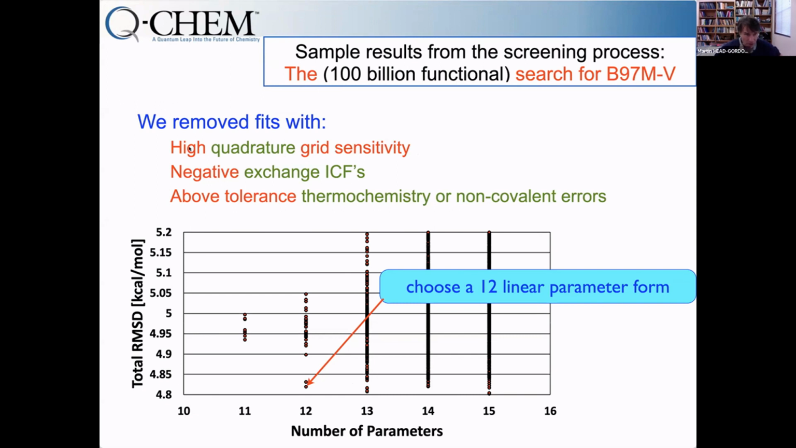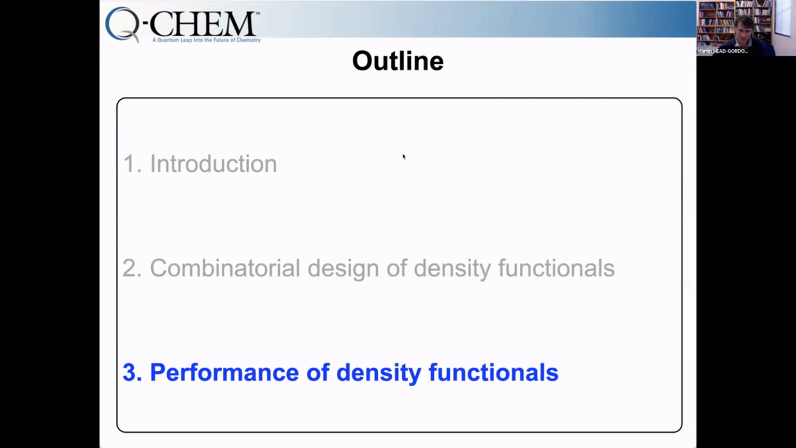We did this also to make sure that we had functionals that are physically sensible. So we deleted all functionals that, for instance, had negative contributions to the inhomogeneity correction factor for exchange, because the sign of that is definite. We also deleted all functionals that exhibited unacceptable quadrature sensitivity. You've got to be able to integrate the functional for it to be useful. And that's what we did.